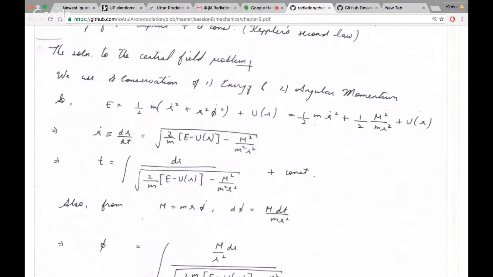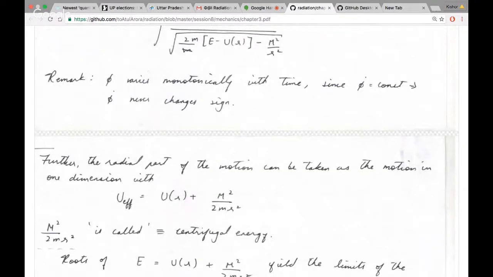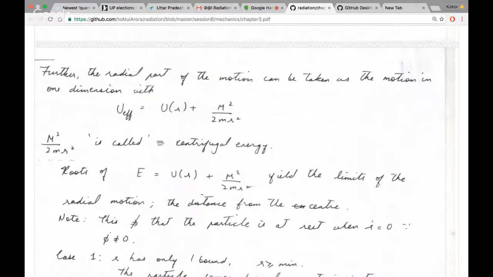Similar to that, we used to take the L squared by r squared terms together as an effective potential. Do you remember the hydrogen atom problem and all the central field problems? It's the same thing. You call the extra term the centrifugal energy. Historically this comes much before the hydrogen atom problem. We use a similar thing in quantum mechanics also.